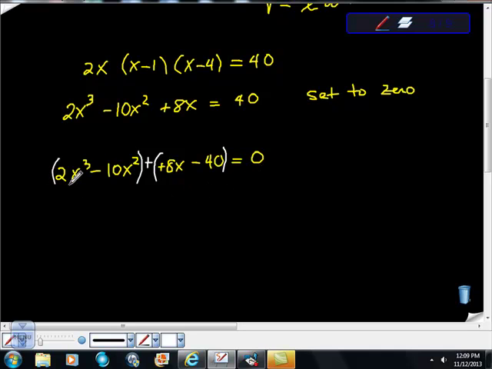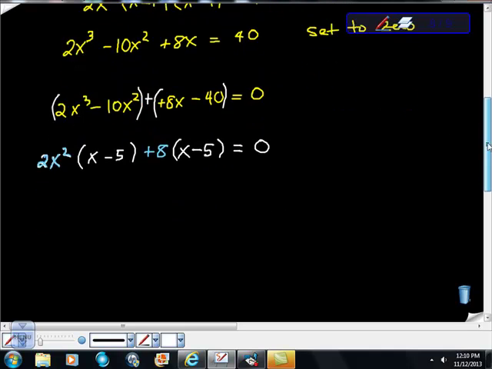Now I'm going to look here and see what I can factor out. And I think I can factor out 2x squared. So I'm going to take out 2x squared times x minus 5, just to check and see if this works. 2x squared times x is 2x cubed. 2x squared times negative 5 is negative 10x squared. That's working. And from this side, I'm going to factor out positive 8. Isn't it true that 8 times x is 8x, and that 8 times negative 5 is equal to negative 40? Hopefully you're seeing what I came up with here, because now we have factored by grouping.